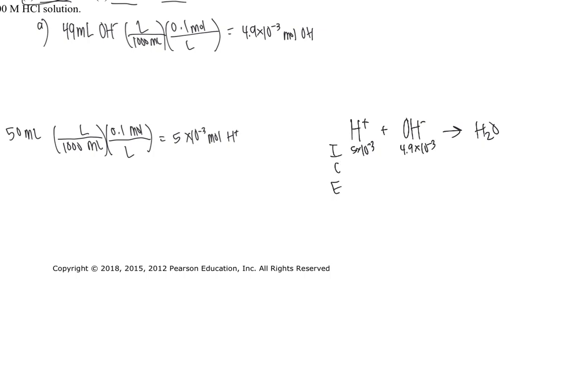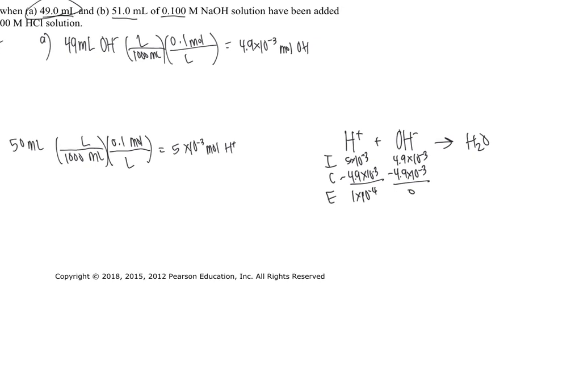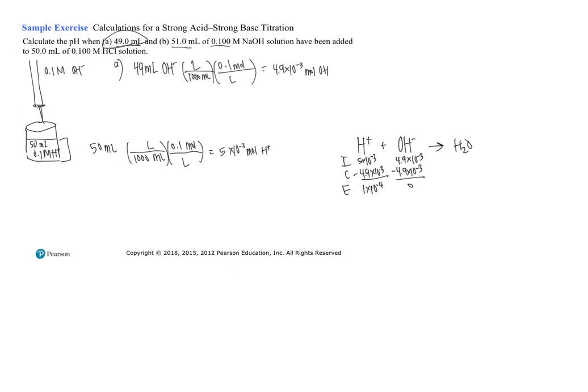So who is going to run out first? Well, hydroxide is my limiting reactant, so I'm going to get rid of all of that. I'll have 0. And so 4.9 times 10 to the negative third that. So I'll have 1 times 10 to the negative 4 moles of hydrogen left. So what I want to do is find out my pH. So I need to find hydrogen ion concentration here. And that's going to be my 1 times 10 to the negative 4 moles of hydrogen.